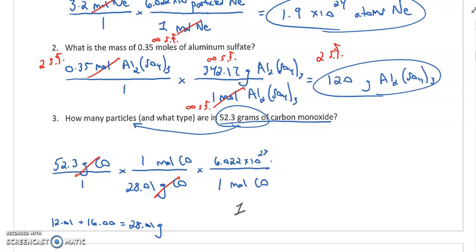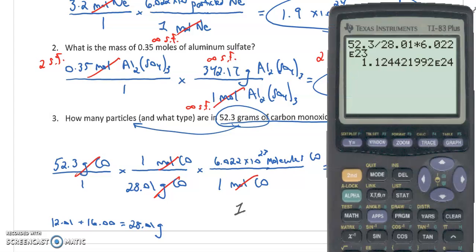Now instead of particles, I want to try to use the actual term. We said carbon monoxide, that's 2 nonmetals bonded together to make a covalent compound. I'm going to use the word molecules. So it's molecules of carbon monoxide over 1 mole. This allows me to cancel out the unit of moles, so now I'm left with molecules. Now, to type this all into my calculator, I can do it all as one long step. So let me pull out my calculator and I'll type that in for you.